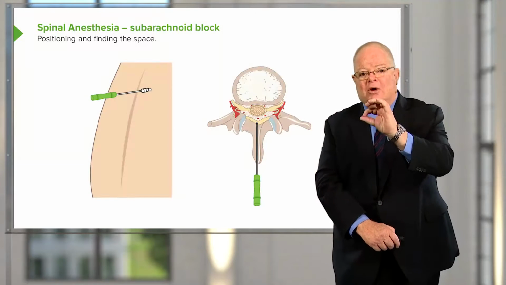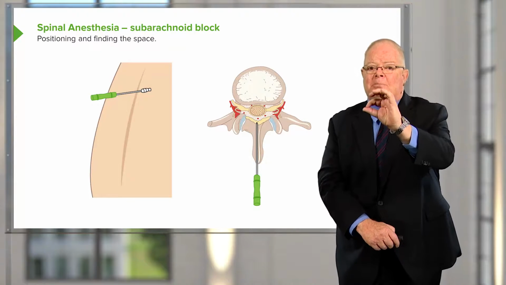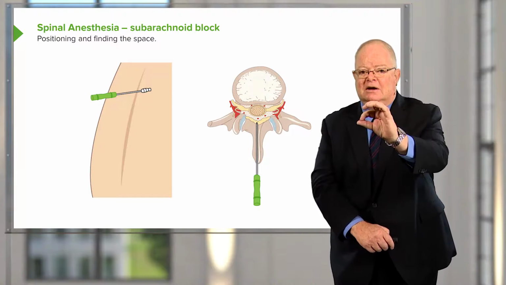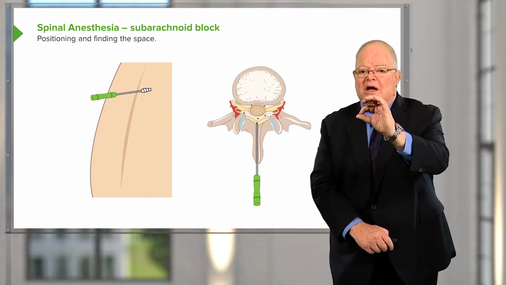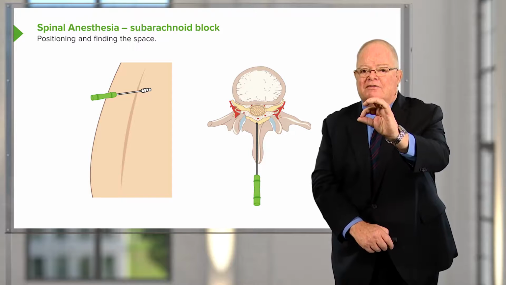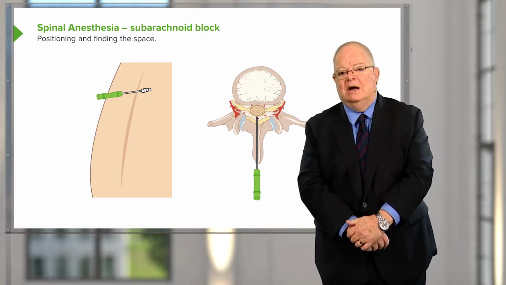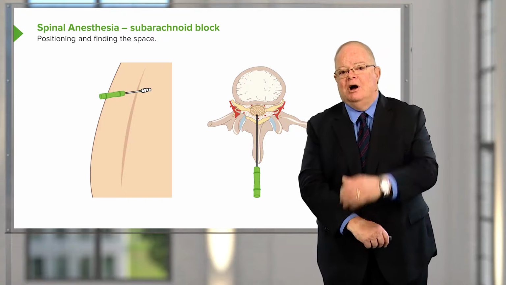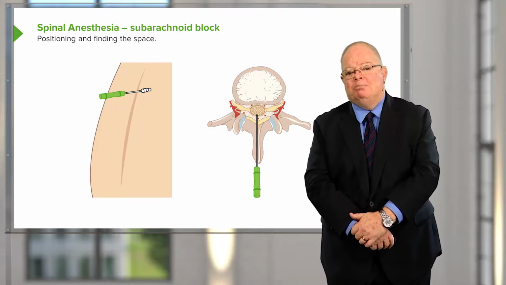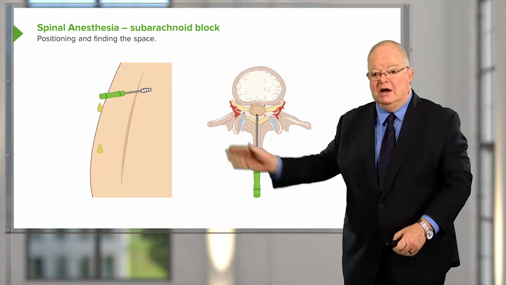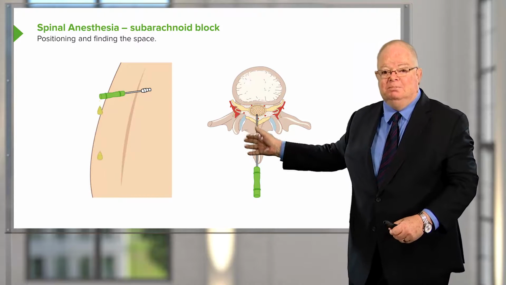And as you become more experienced, you can feel the needle popping through various levels of ligaments. You hit the ligamentum flavum, and you get quite a big pop, and then you advance just a tiny bit more, that 2 or 3 millimeters that I mentioned before, and you can feel another pop. And at that point, if you take the stylet out of the needle, you get cerebrospinal fluid coming out, as you can see in this picture.